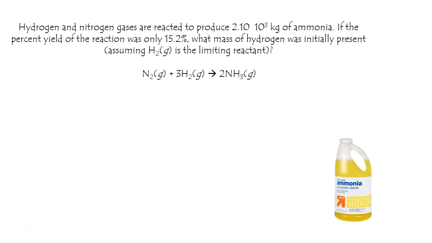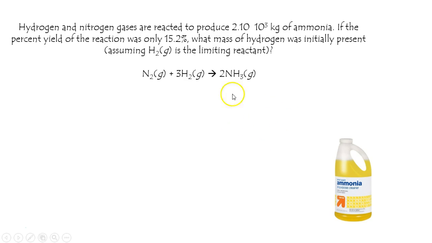Hydrogen and nitrogen gases are reacted to produce 2.1 times 10 to the third kilograms of ammonia. If the percent yield of the reaction was only 15.2%, what mass of hydrogen was initially present, assuming that hydrogen is the limiting reactant? We are given the balanced Haber synthesis of ammonia chemical reaction, and we need to solve this.